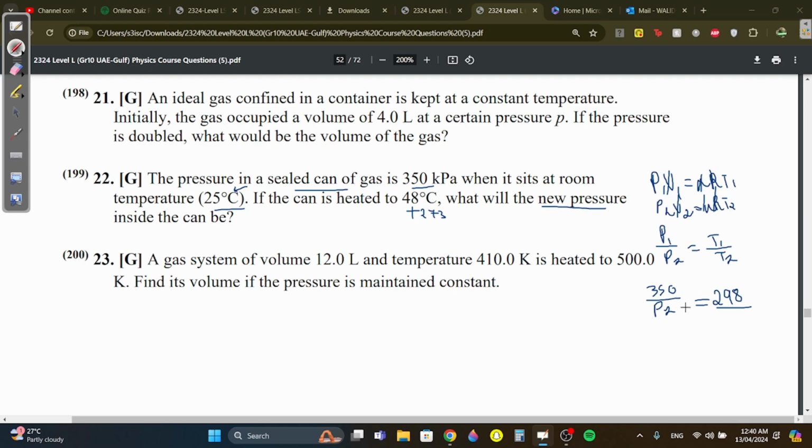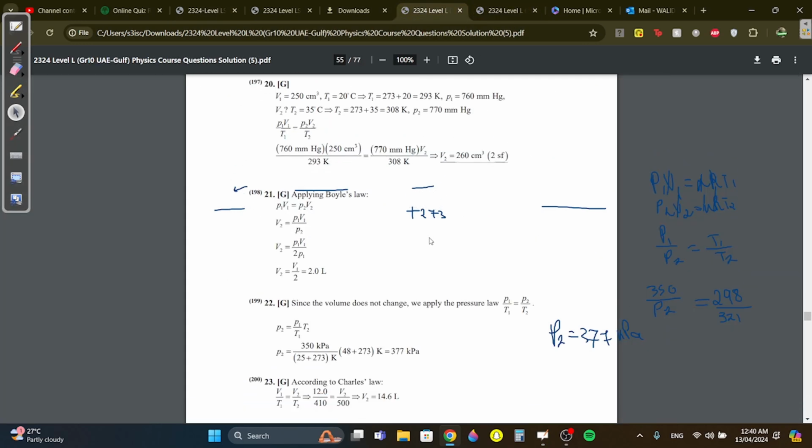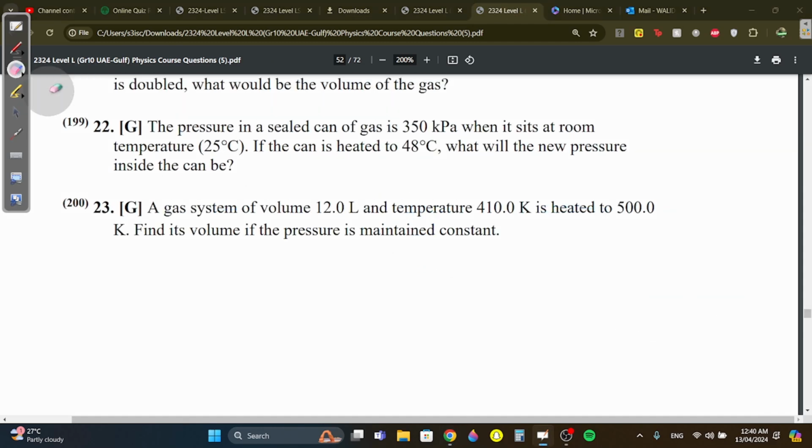Degrees. Cross multiply: 321 times 350 divided by 298. You get 377. So P2 equals 377 kPa. Okay, is that correct? Yeah. Okay, question 200. Last one.